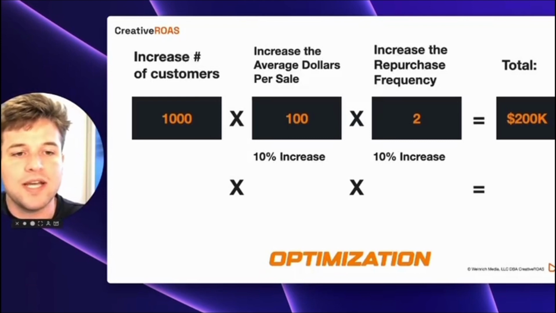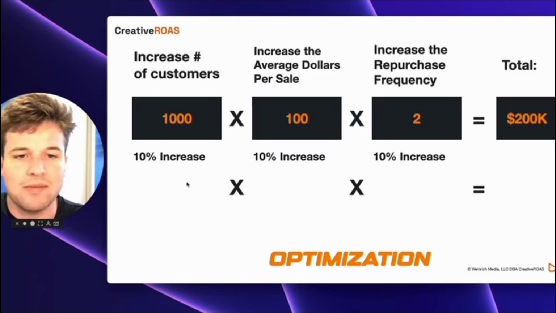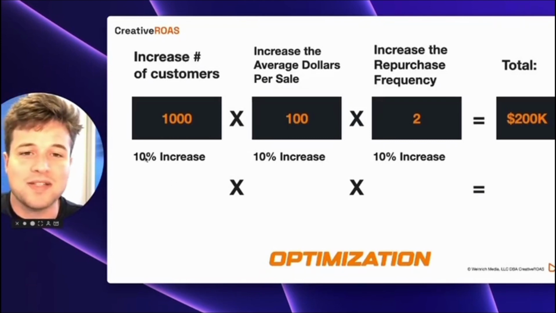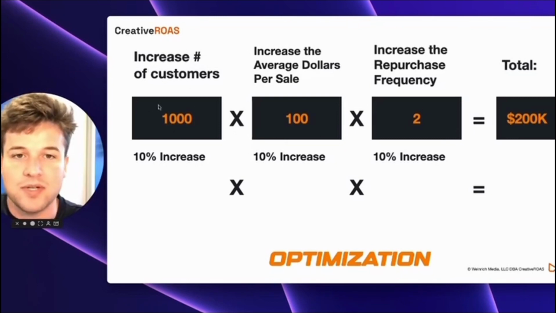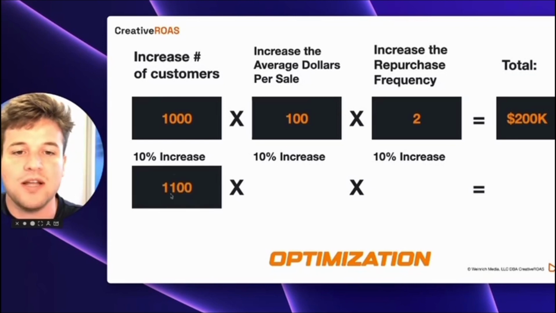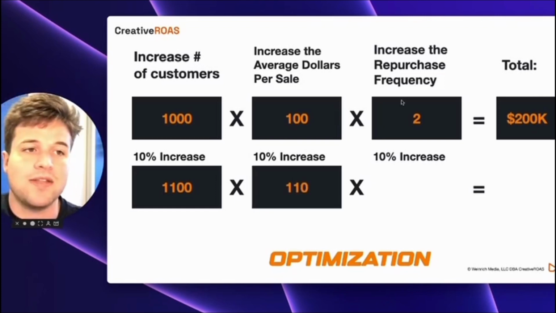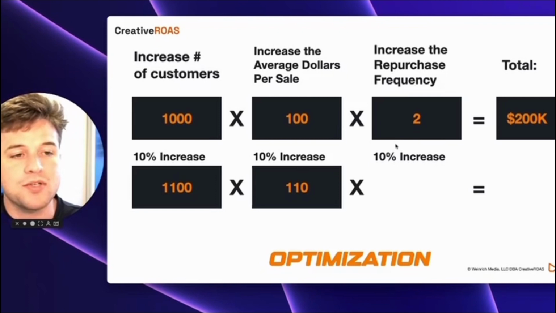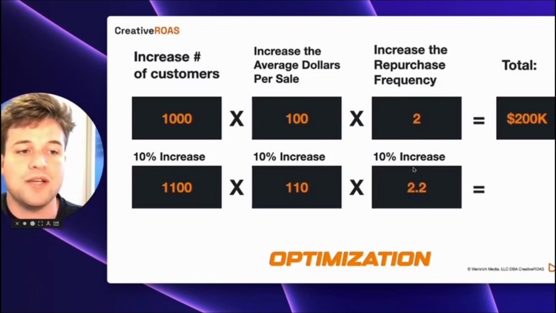Let's get a 10% increase, and I don't know why my animations are being screwy here, but let's say it's a 10% increase across the board from the exact same numbers that we just looked at. Okay, so on the slide before, we got this right here. Increase the number of customers. Let's say we've got a baseline of 1,000. Let's increase that to 1,100. Okay, and a 10% increase on the average dollars per sale. Let's increase that from 100 to 110. And then increase the frequency of repurchase. So a 10% increase on 2 is 2.2.